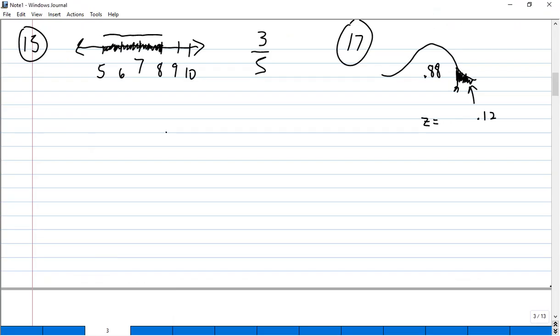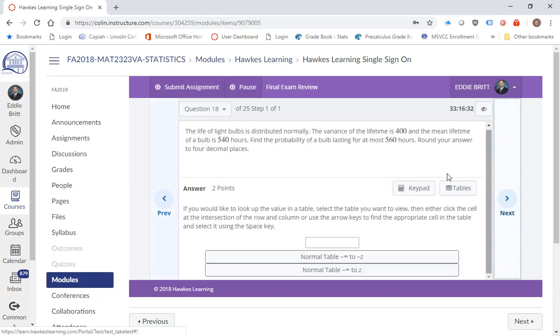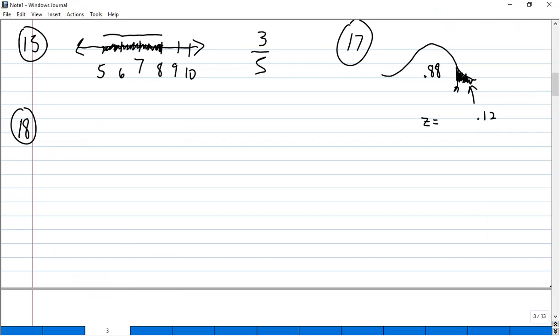All right. Moving on to problem number 18. The life of light bulbs is distributed normally. The variance of the lifetime is 400 and the mean lifetime is 540 hours. Find the probability of a bulb lasting at most 560 hours. So that's important. At most 560. That means less than or equal to 560. So we want the probability that x is less than or equal to 560.